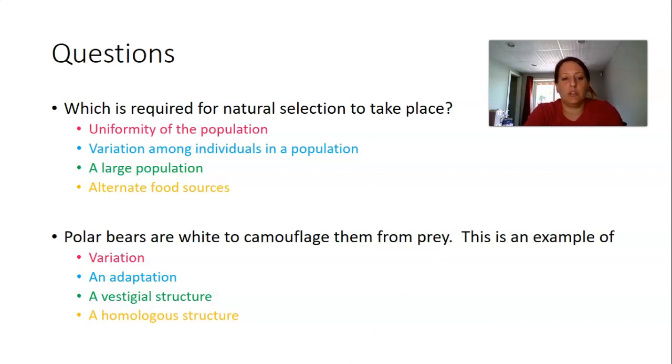Okay, next question. Polar bears are white to camouflage them from prey, so to hide them while they're feeding or about to feed. Is this an example of variation, adaptation, a vestigial structure, or a homologous structure?